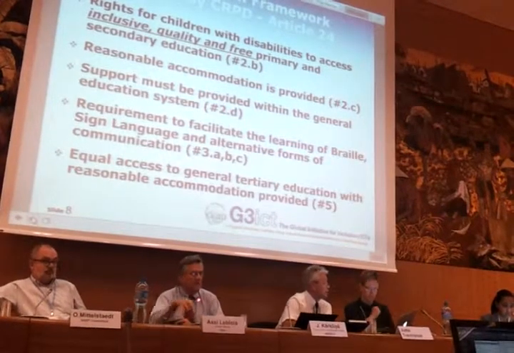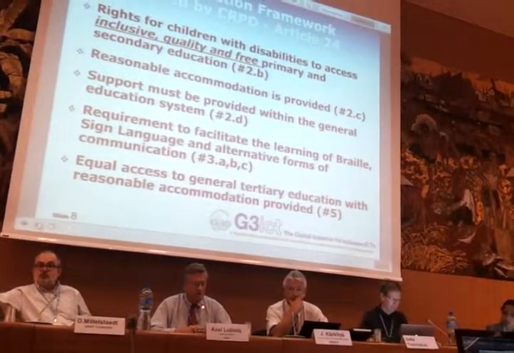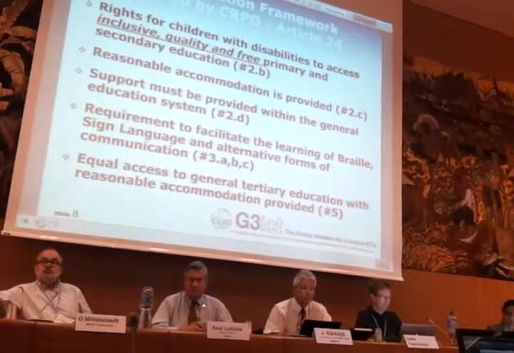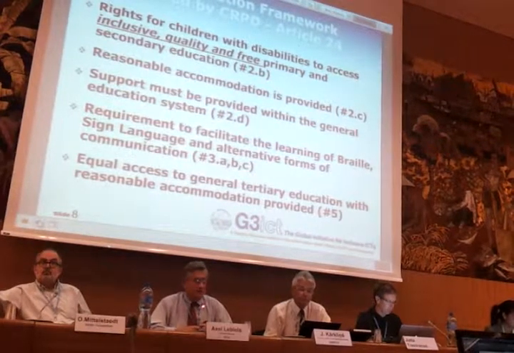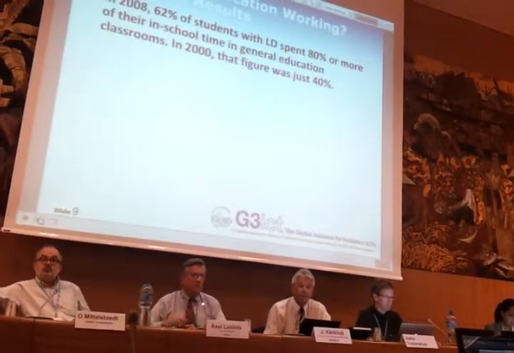Next slide. So the last point is that equal access to general tertiary education with reasonable accommodation also needs to be provided. So that means universities and colleges have the same obligations. Next slide. So is it working?